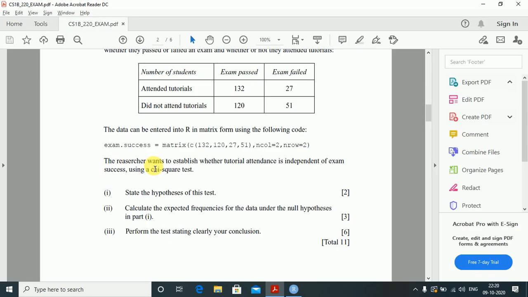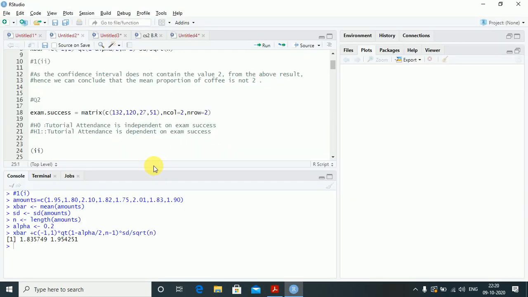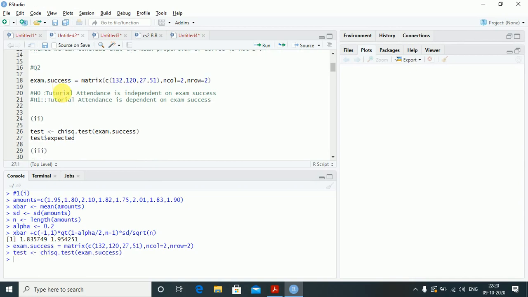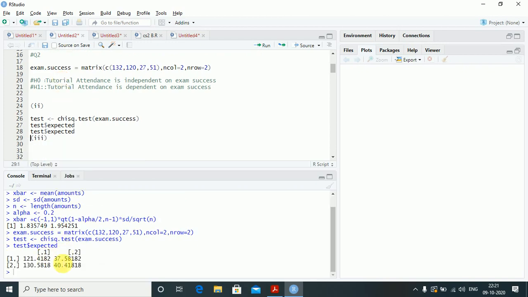Again, calculate the expected frequencies for the data under the null hypothesis in part 1. So you need to calculate the expected frequencies. I have directly used the test, chisq.test. If you run this test and look at the test object, test dollar expected will give you the direct matrix. So I have calculated test$expected. This gives you the direct matrix.